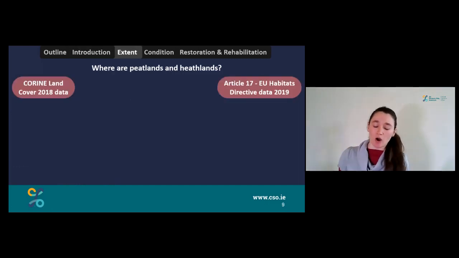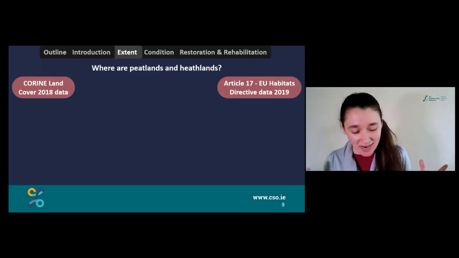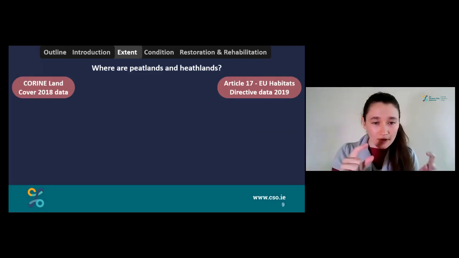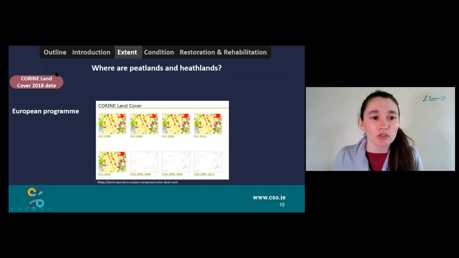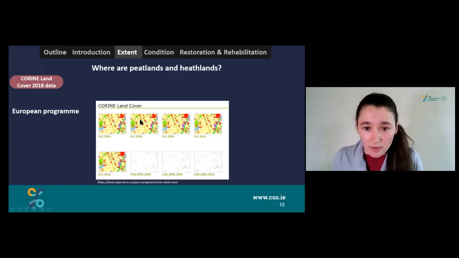Now that we're all clear about what is a peatland and what is a heathland, where are they in Ireland? To answer this question, we used 2 data sets that I will explain to you now. First, we used the CORINE Land Cover 2018 data, which are produced by the Environmental Protection Agency, but which are also embedded in a European program called Copernicus. CORINE offers data sets on, as you can see here, land cover, but also land cover change at national level for different years and for different European countries.